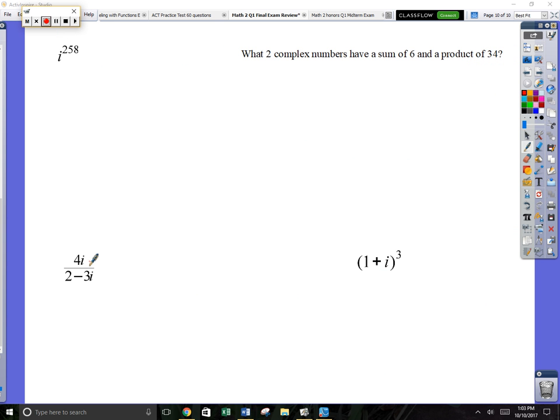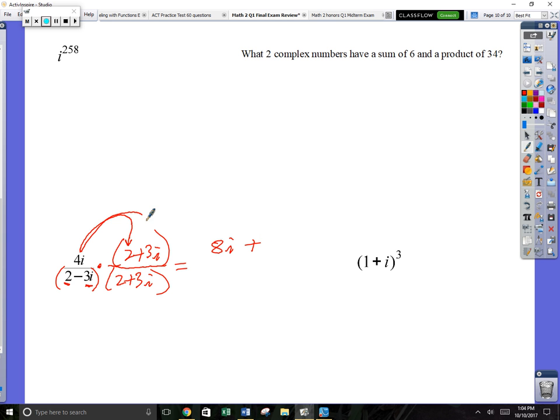Okay, now this guy right here. You cannot have an imaginary on the bottom. You need to multiply it by 1, but because I've got two terms here, I need to multiply it by the conjugate. So I'm going to multiply by 2 plus 3i. So times the top by 2 plus 3i. Now if we start distributing, 4i times 2 is 8i. 4i times 3i, 4 times 3 gives you a 12, but i times i creates a negative.